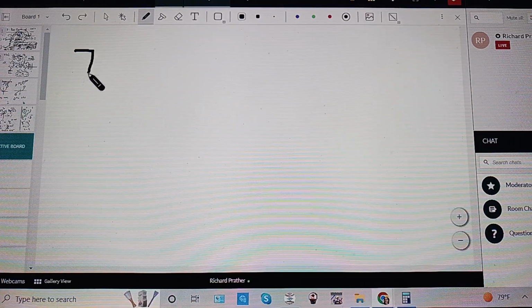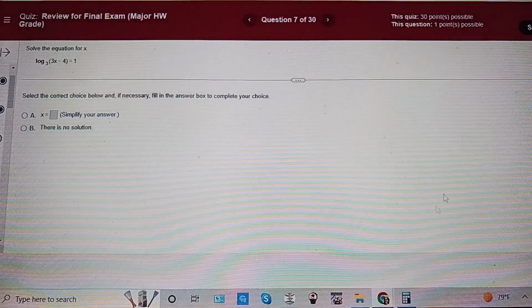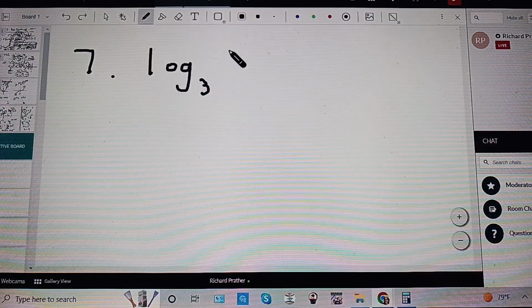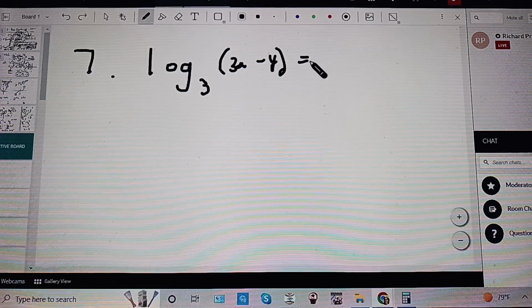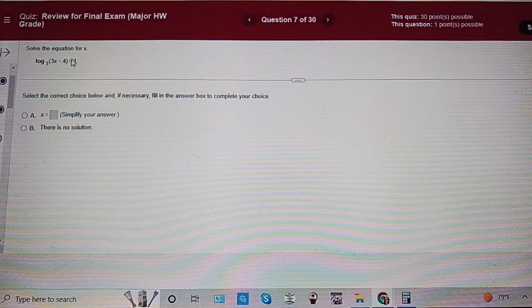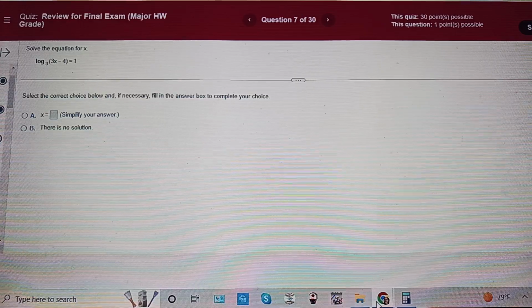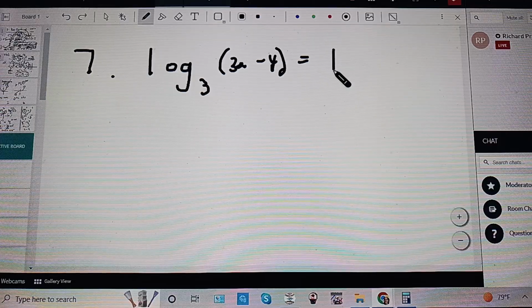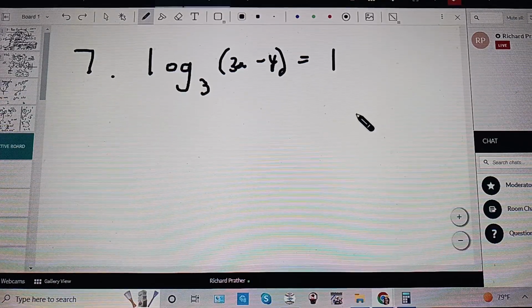A similar thing happens with log equations. The easy kind is when there's one log on each side of the equation and nothing else. So I have log base 3 of 3x minus 4. If the other side of the equation was log base 3 of whatever, then I could just cross the logs out. But the other side here doesn't have a log in it. It just has a 1. So the easy kind would have been log base 3 on the left, log base 3 on the right, cross out the logs and solve the equation.